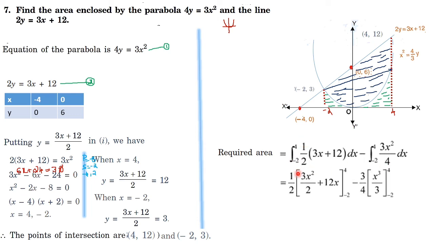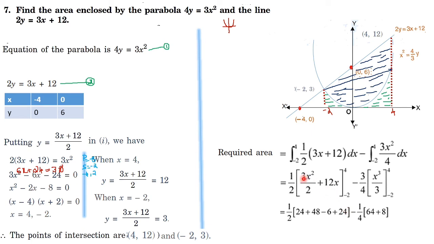Then here, 1 by 2 into the integral of 3x, that means 3 is a constant, x square by 2, plus 12 into 1 dx, the integral of 1 dx is x. Apply the limit. Minus here, 3 by 4 into x square, the integral is x cube by 3, apply the limit. Here only some steps I have reduced. So 1 by 2 into 3 into x square, upper limit minus lower limit.